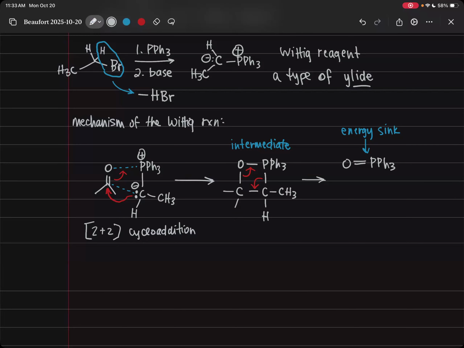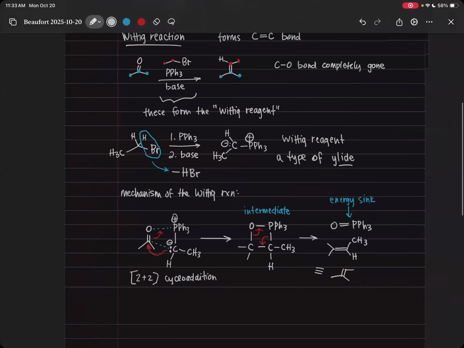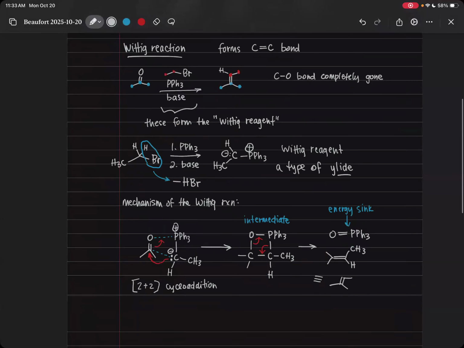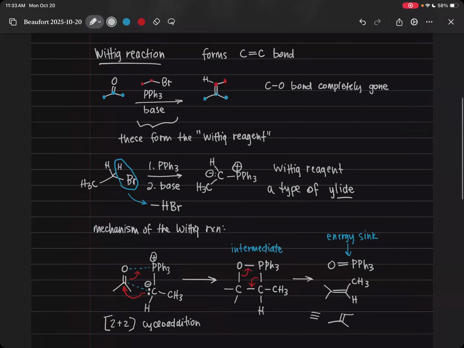And more importantly, we're going to get this organic product, which hopefully, if I've drawn it correctly, is what we predicted. So we can also write this as that, which, oops, there we go, is what I said the product was going to be.